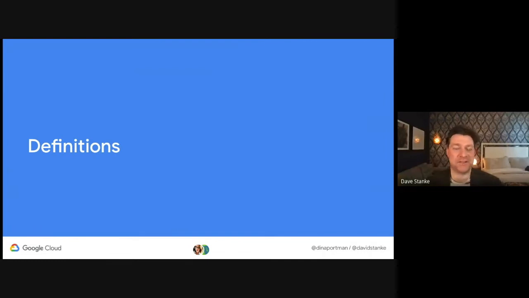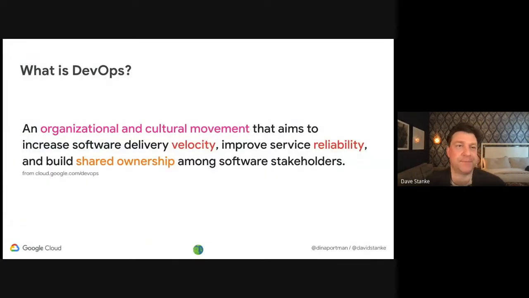So let's start with definitions. First off, what is DevOps? Well, DevOps actually doesn't have a definition by design, but it's worth putting some words around it to get a sense for what we mean when we talk about DevOps. And Google Cloud offers one definition, and this is it. It's an organizational and cultural movement that aims to increase software delivery velocity, improve service reliability, and build shared ownership among software stakeholders. But a picture is worth 1,000 words.